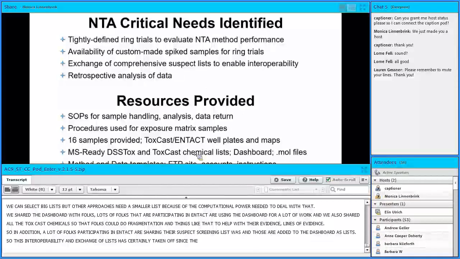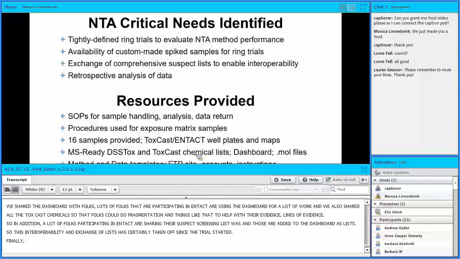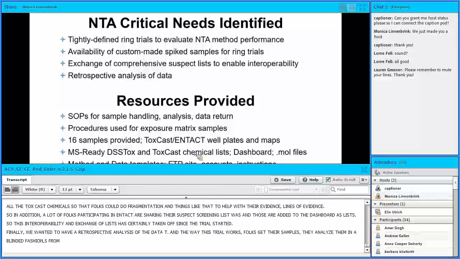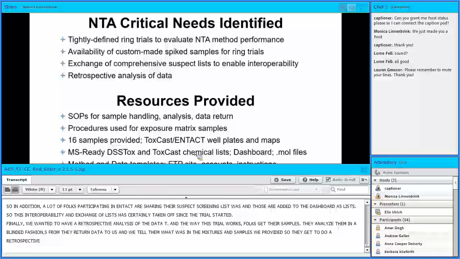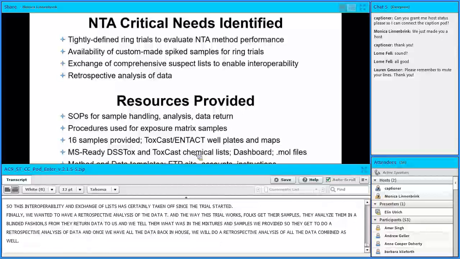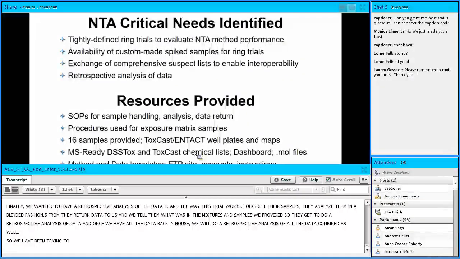Finally, we wanted to have a retrospective analysis of the data. And so the way this trial works is folks get their samples, they analyze them in a blinded fashion, they return their data to us, and then we tell them what was in the mixtures and in the samples that we've provided. So they get to do a retrospective analysis of their data. And once we have all the data back in-house, we will do a retrospective analysis of all the data combined as well. So we have been trying to sort of meet these critical needs that we identified back in the workshop and hope that we've accomplished most of them.